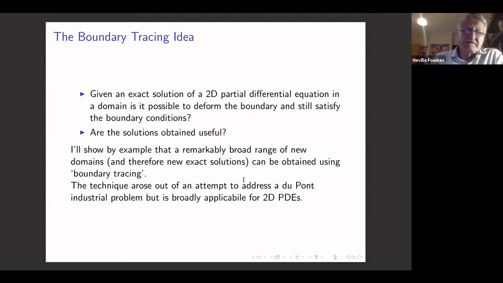The second part of the story is, well, it's maybe just a curiosity. Are these things useful? And yes, it turns out a remarkably broad range of new domains, and therefore new exact solutions, arise. So it turns out it's a really very interesting technique, I think.